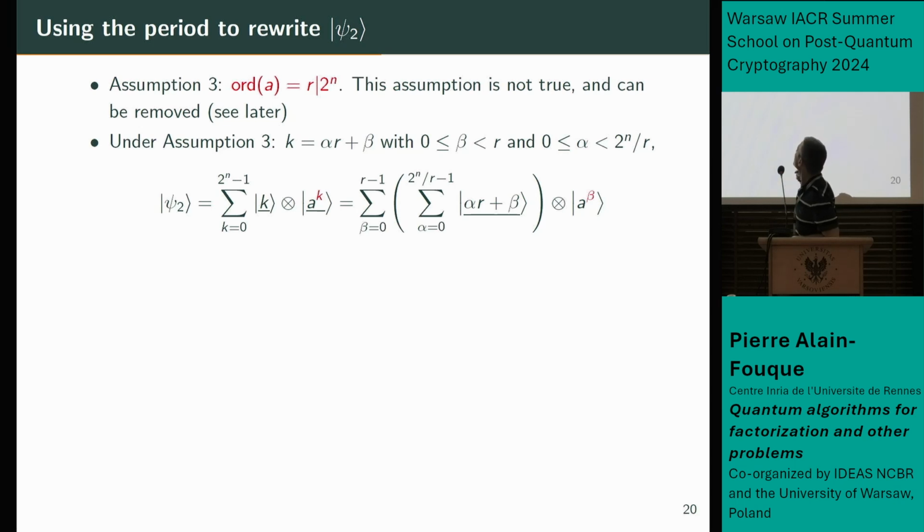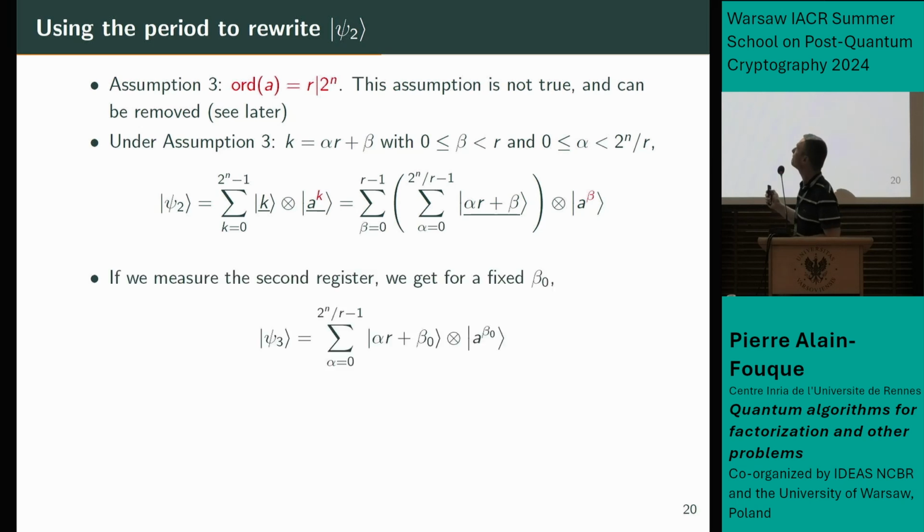And here I have some effect on the second register. Because if I have a to the k, so a to the k is equal to a to the r to the power alpha times a to the power beta, and a to the r is equal to 1, and so a to the power alpha r is equal to 1, and so at the end I only get a to the power beta. Okay? So I took into account the fact that the order of a is r.